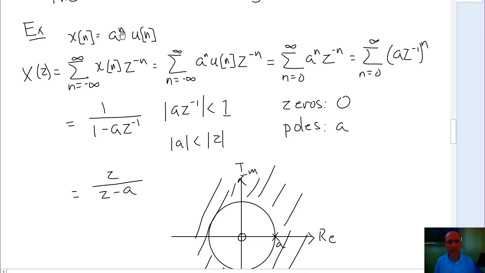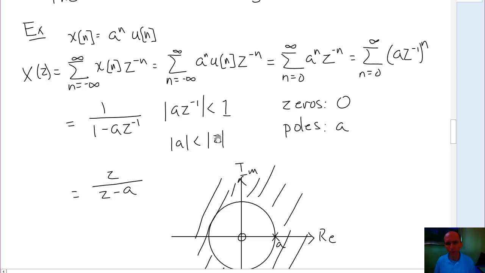Let's say we have a to the n times u of n. We go through the same procedure as we did before. Now a could be anything. A doesn't have to be a real number, it could actually be a complex number. And so we have a elevated to the n, and instead of getting 0.6 we have 1 over 1 minus a z to the minus 1. And again, whatever is elevated to the power of n has to have magnitude less than 1.